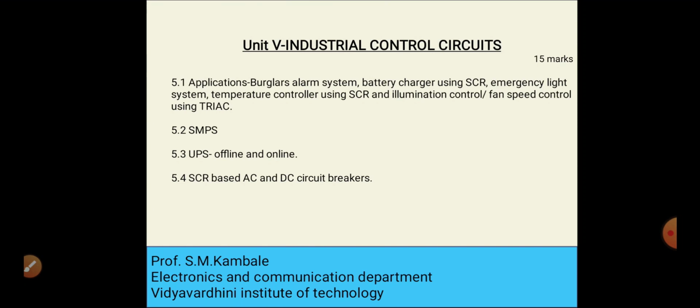Third is emergency lighting system. Fourth one is temperature controller using SCR. Then fan speed control using TRIAC. Second point is SMPS, switch mode power supply. It is switching its mode for the power supply. Third is uninterrupted power supply.